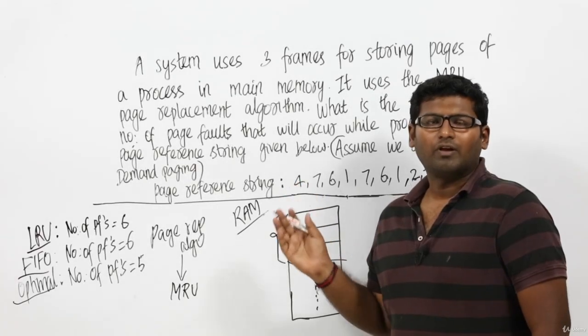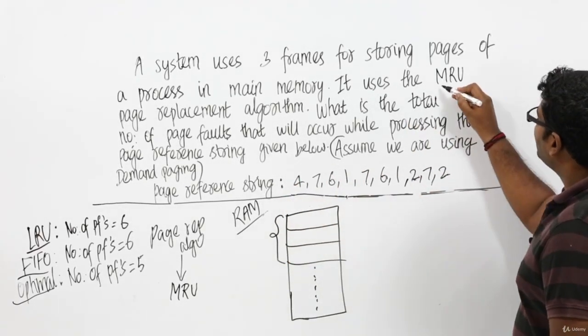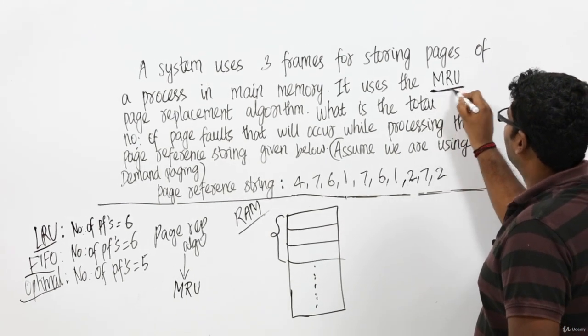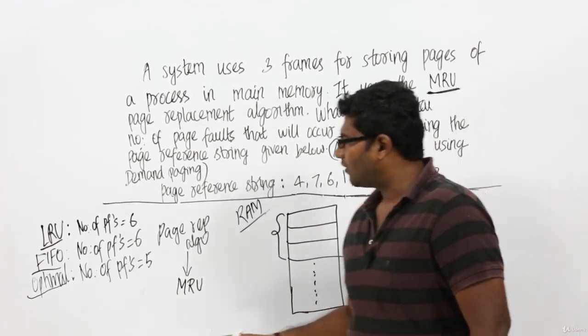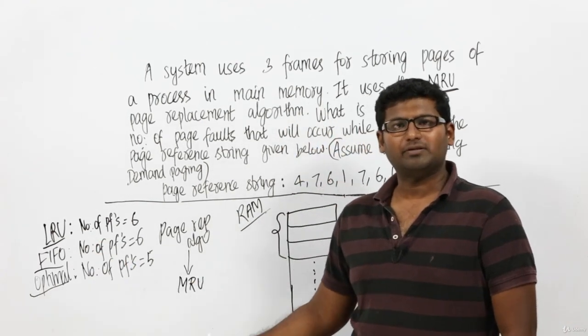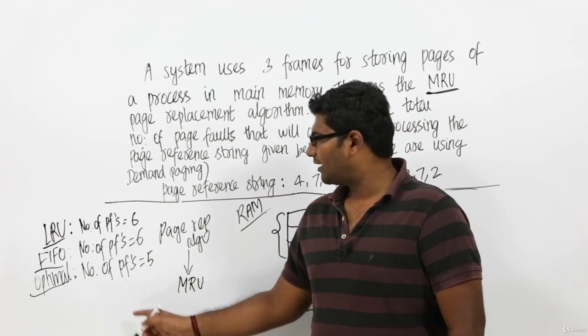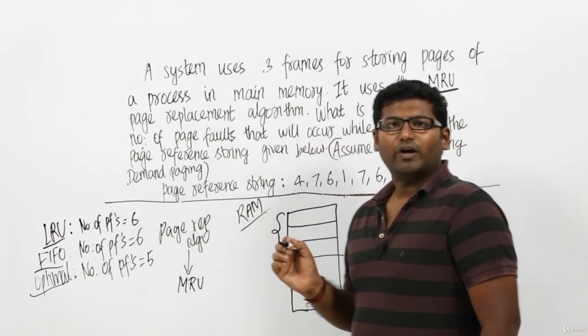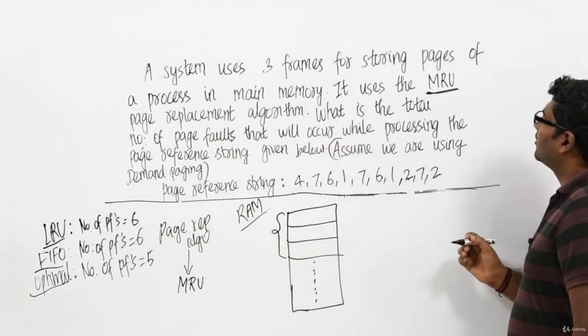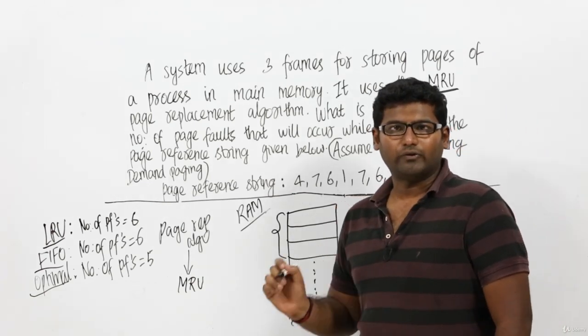Let's solve this problem. The same problem actually we are going to solve using the most recently used page replacement algorithm. So far we have solved least recently used page replacement algorithm, first in first out page replacement algorithm and optimal page replacement algorithm, and we have found out the number of page faults. Now we are going to use a new algorithm called the most recently used page replacement algorithm.